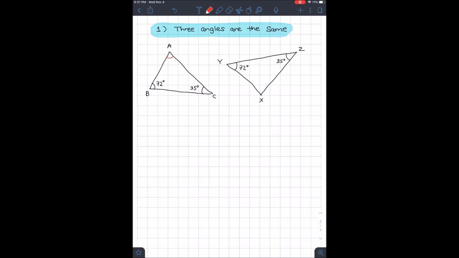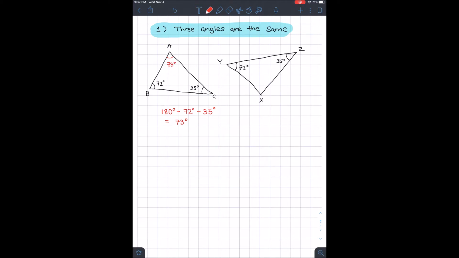In order to find this angle, recall that the angles inside a triangle always add up to 180 degrees. So if we want to find this angle, we can simply subtract the given angles from 180 degrees. So here I'm going to do 180 minus 72 minus 35 degrees, which gives us 73 degrees. So I'm going to write 73 degrees here.